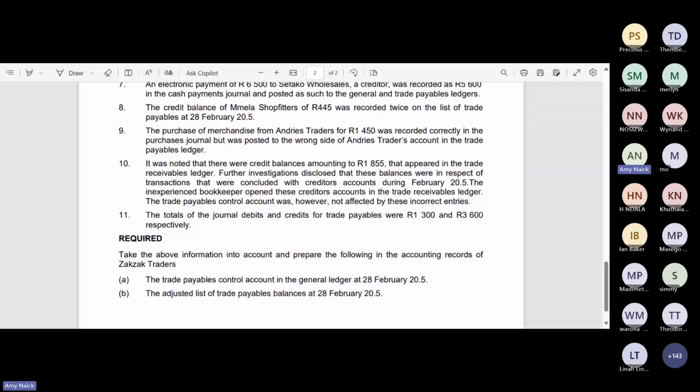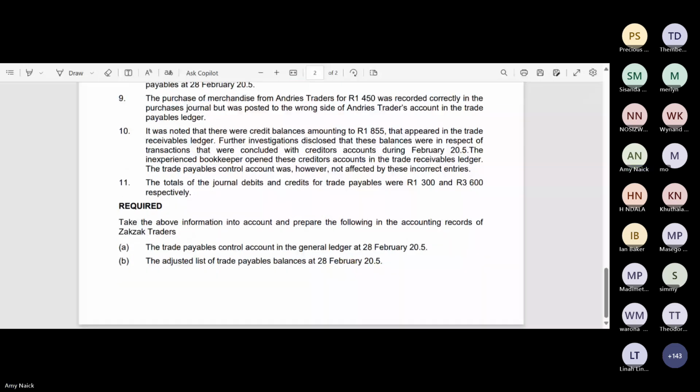Okay, then note 9 says, the purchase of merchandise from Andries Traders for 1,450 rands was recorded correctly in the purchase journal, but was posted to the wrong side of Andries Traders account in the trade payables ledger, right? So they're again talking to the payables ledger, which is talking to the listing, and that tells us that the control account is fine.